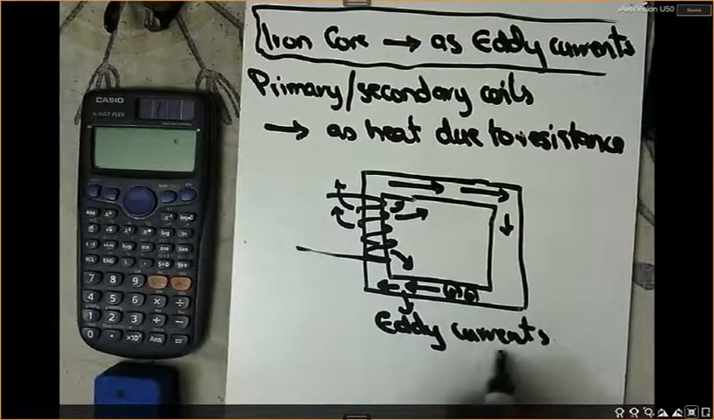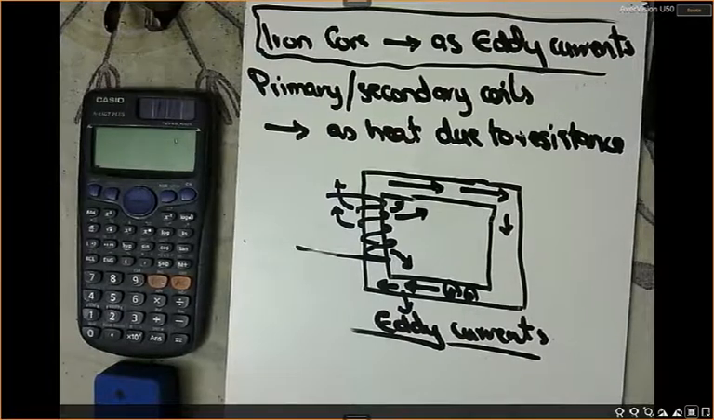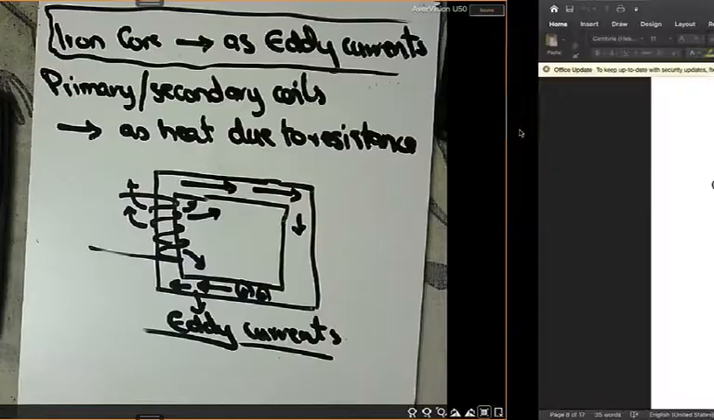Now, what you need to understand about transformers is that the transformer core does not carry any current at all. But sometimes if the iron core is not laminated well enough, it carries current called eddy currents, and these eddy currents cause energy to be lost in the transformer. Good, these are eddy currents. Okay, thank you very much.